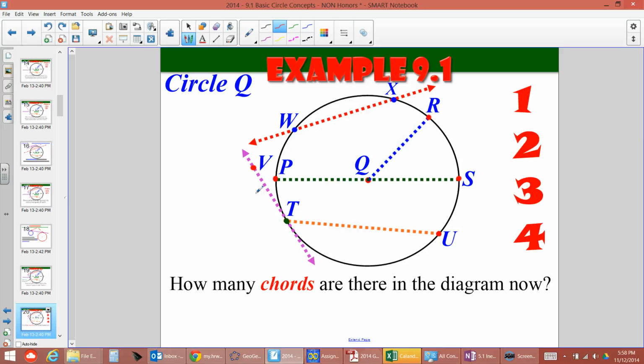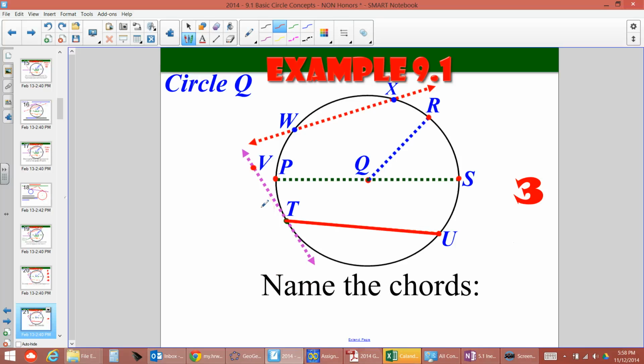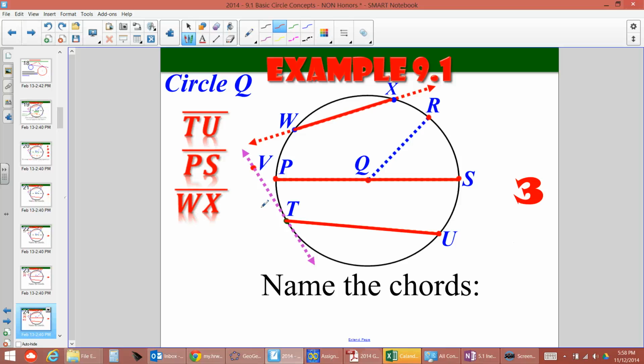So let's talk about how many chords we see in the diagram. I want you to think about it, pause the video if you have to, but I want to talk about how many chords you see. I see U, and we named it as a chord. It can be written on your paper. Now the diameter, PS, that's also a chord. The last one is, I know you're going to be upset, but WX. Notice how the secant line had those arrows? Well, if I take off those arrows, then it becomes a chord, WX. So a secant line, if it continues both directions, is a secant. But if I cut it off and just have WX as a segment, it's a chord.